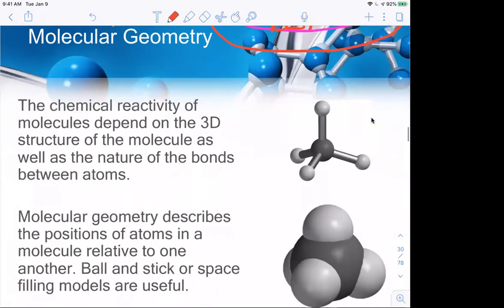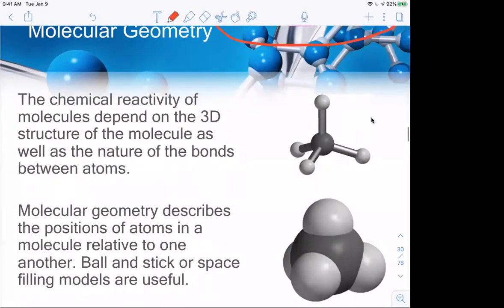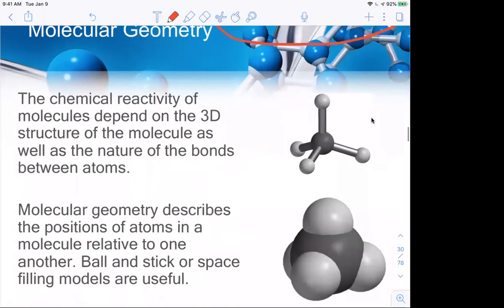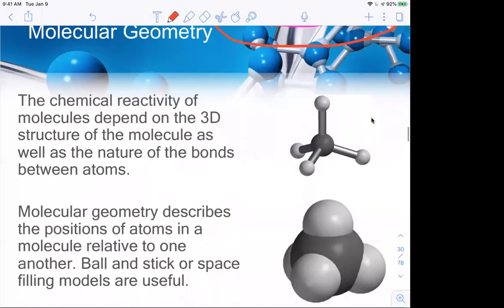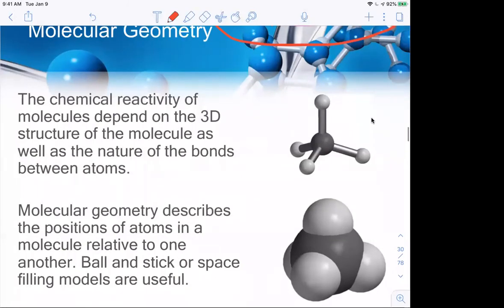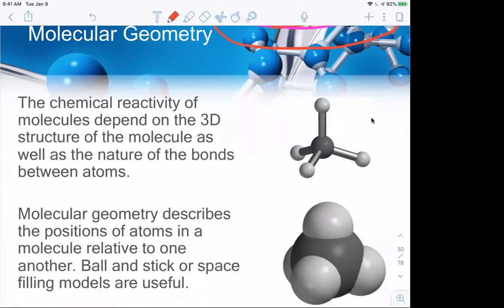So if you take biochemistry, you're going to find out that the three-dimensional structure of proteins and the three-dimensional structure of ligands that bind to those proteins and induce all kinds of chemical reactions are dependent on their fit, which is a factor of their three-dimensional structure. So we have to know something about how to predict a three-dimensional structure for a molecule. This is called molecular geometry. This describes the position of the atoms in a molecule relative to one another.